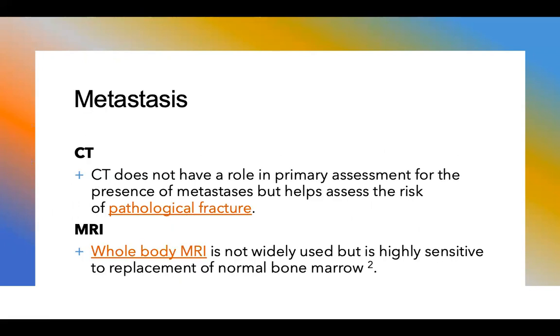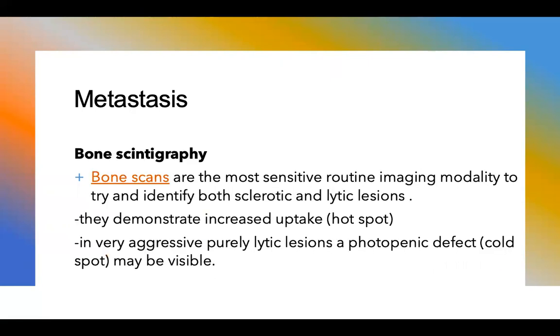So CT does not have a role in primary assessment for the presence of metastasis. When we have a staging scan, we cannot actually rule out metastasis. And whole body MRI, you cannot widely use it. You can have MRI to check the spine, or as a problem solving scan, but you cannot actually widely use it for whole body bone marrow depositions.